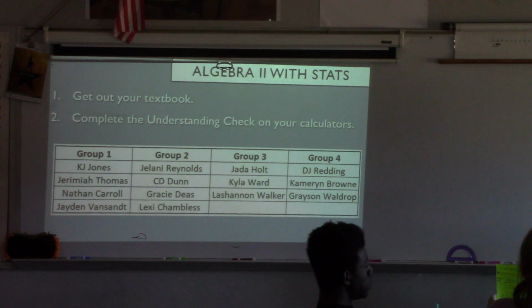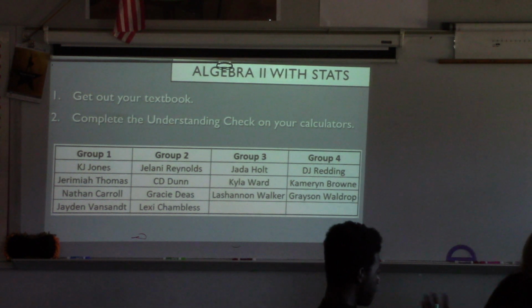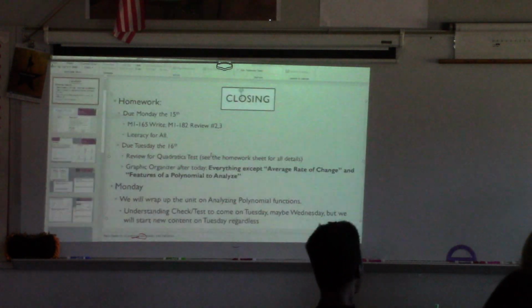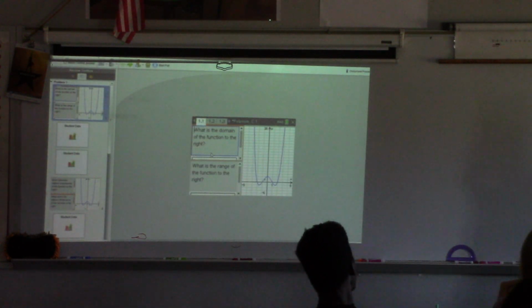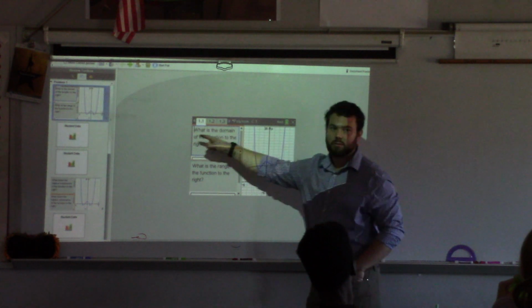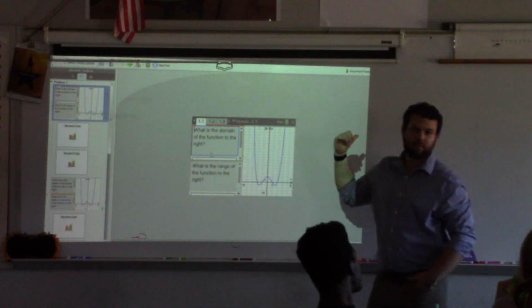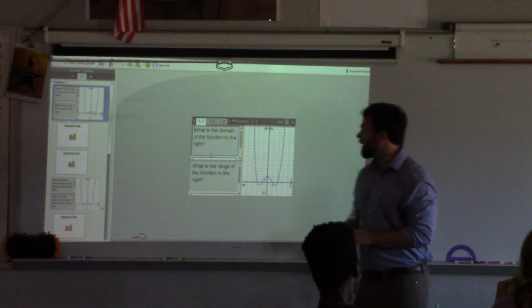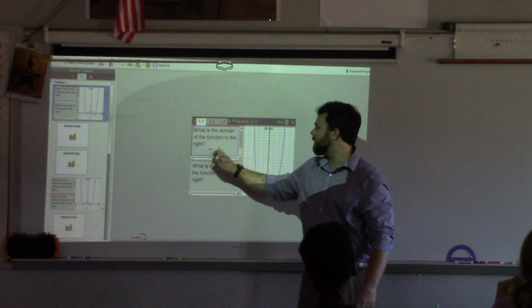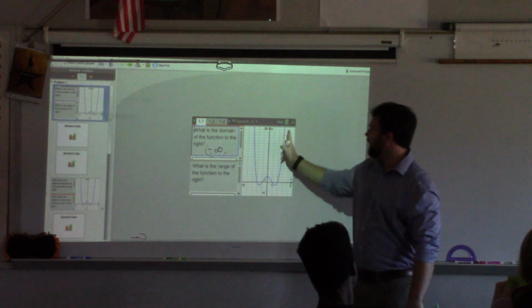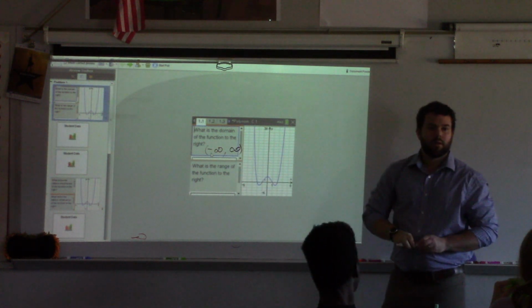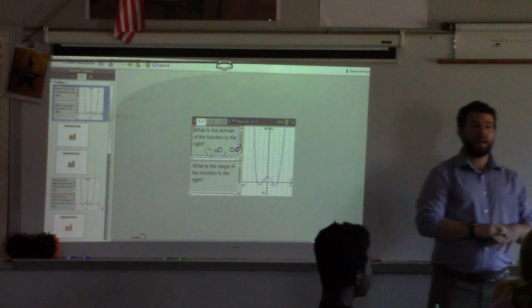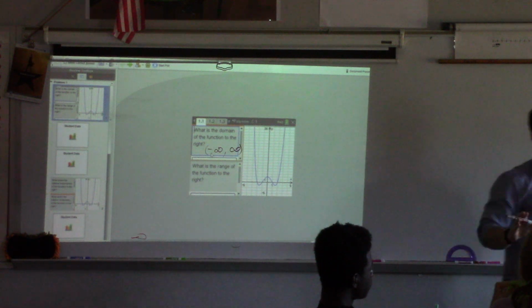Alright? When I look at this graph, and this is what you need to keep in mind, is it ever going to quit going to the left? No. Is it ever going to quit going to the right? So what is the lowest x value? Negative infinity. And the maximum x value? Positive infinity. When I talk about range though, am I talking about x values at all now?